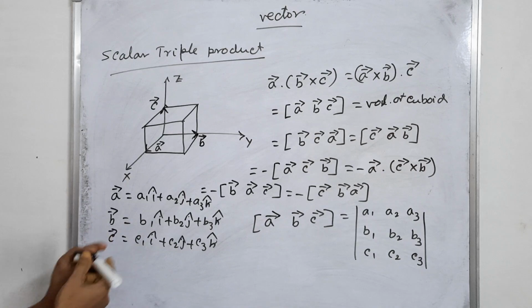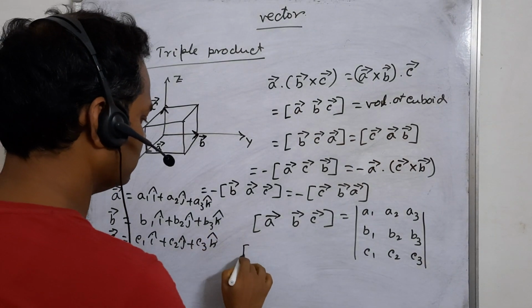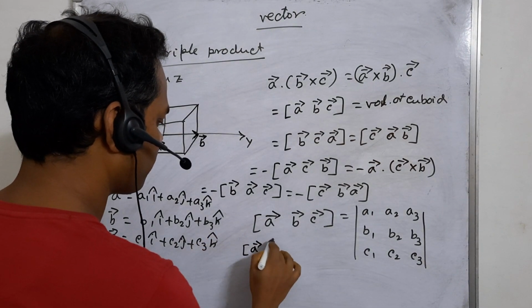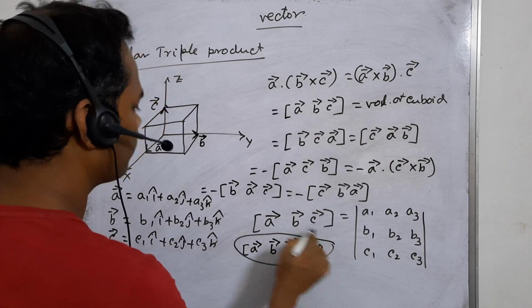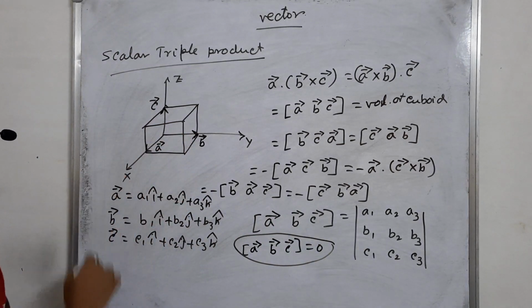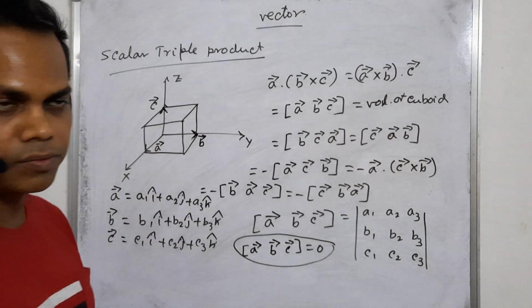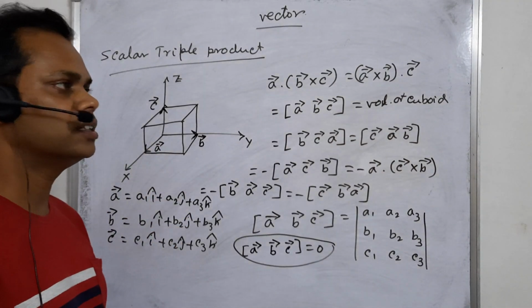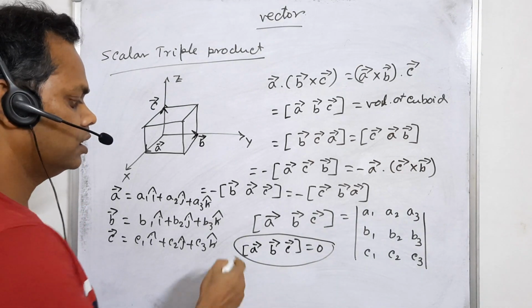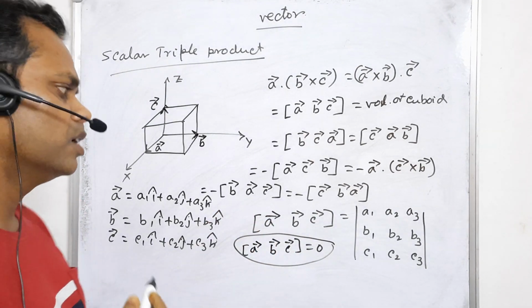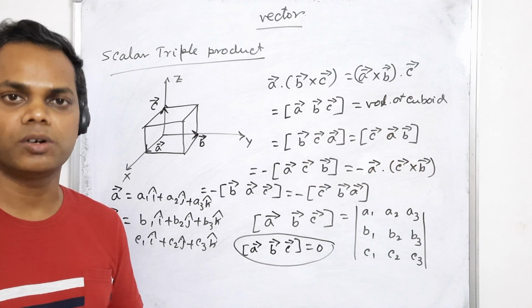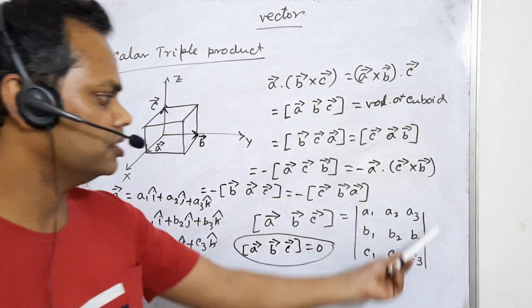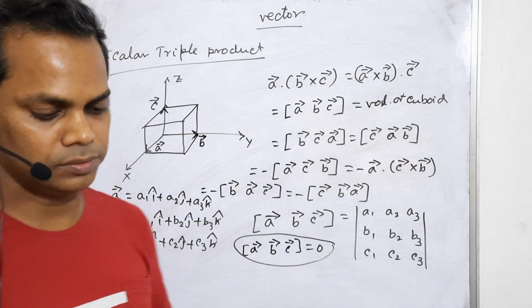If they become coplanar, then box ABC is equal to 0. It means if this one vector lies in the plane of AB, then the cuboid is not formed. If the cuboid is not formed, then the volume of the cuboid is 0, so box ABC equals 0. In short, if A, B, C are three coplanar vectors, then box of ABC equals 0. That means this determinant is equal to 0.